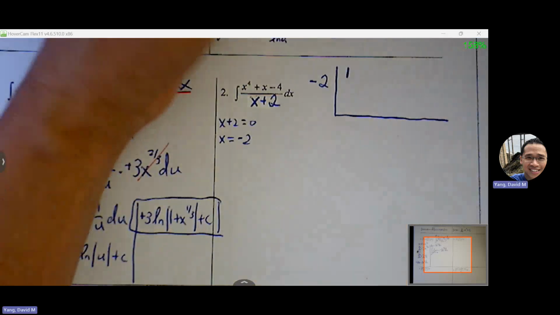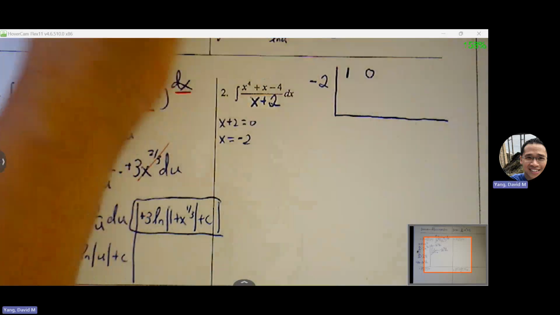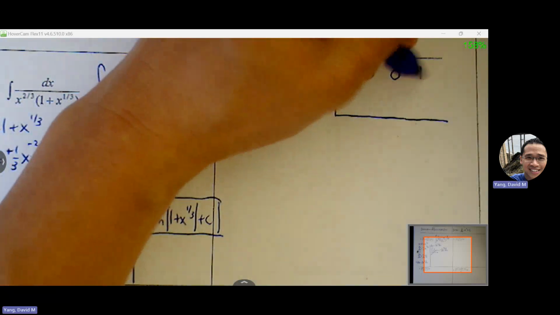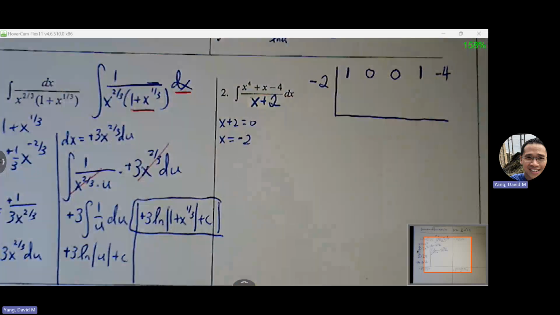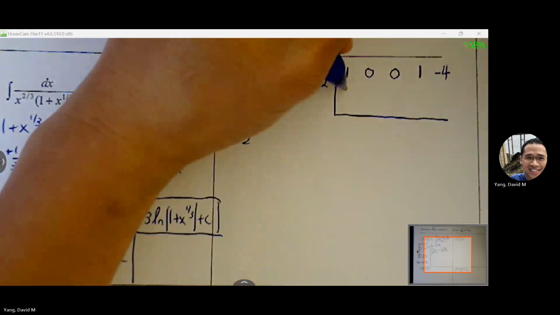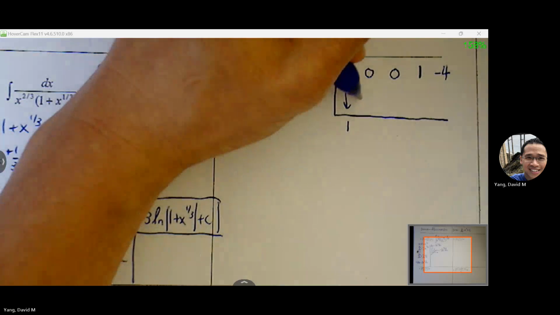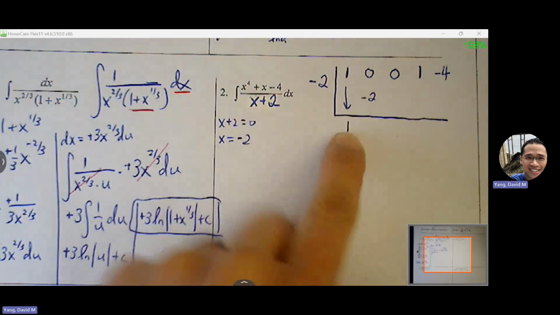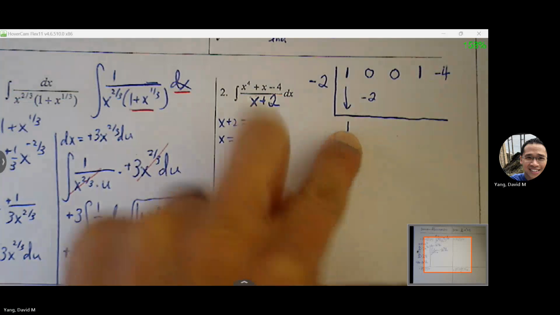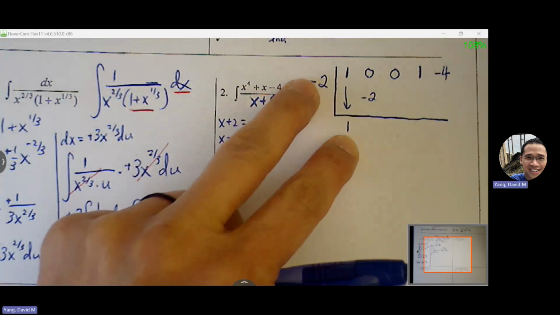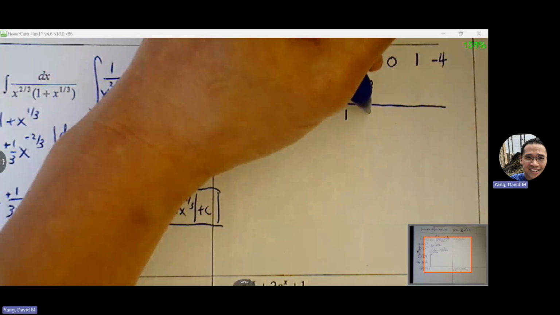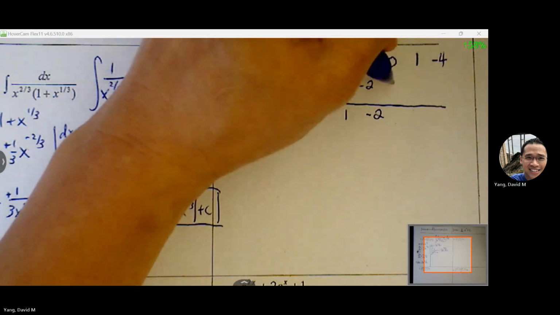Okay, 1 for my x to the 4th, 0 for my x cubed, 0 for my x squared, 1 for my x, and -4 for my constant. Always bring the first number down below the box. Whatever number you see outside, you're going to end up multiplying. Whatever you see inside the box, you're going to add.